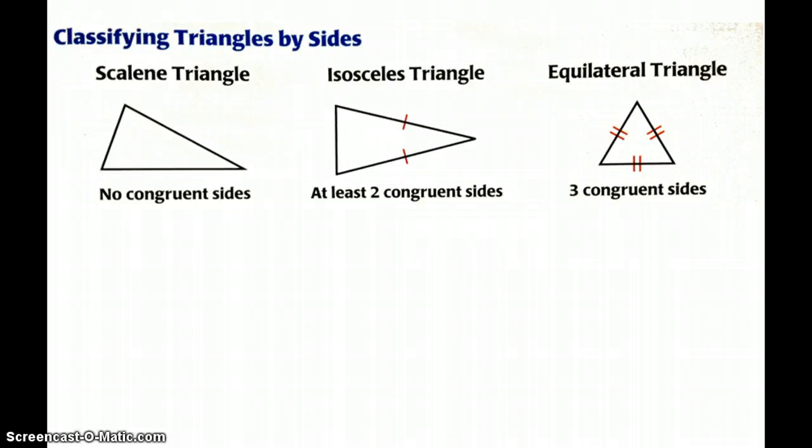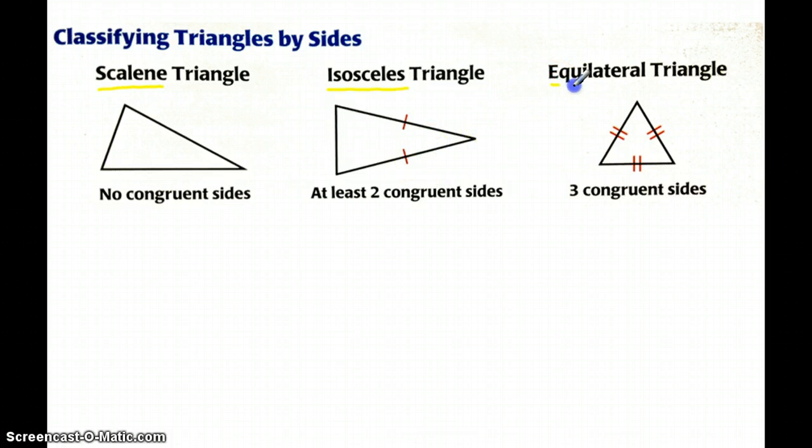We can classify triangles by their sides. We have three different names for three different types of triangles based off of their sides. We have a scalene triangle. That means no sides are congruent. A second option is an isosceles triangle, which has at least two congruent sides. And we know in this figure that we have two congruent sides because we have our hash marks indicating that those line segments are in fact congruent to each other.